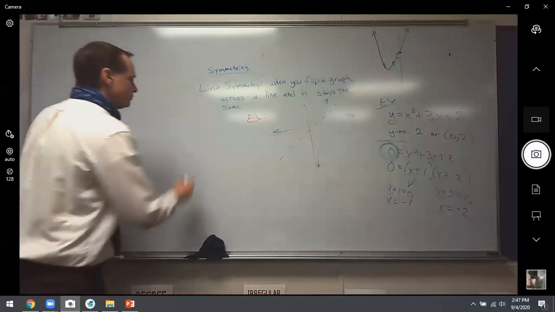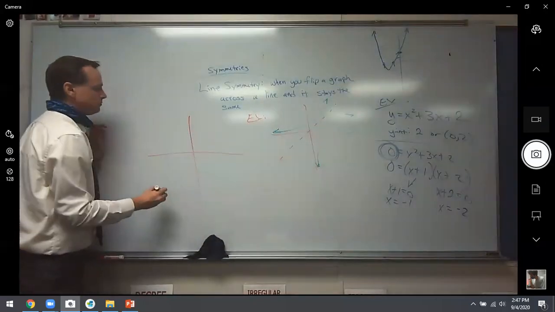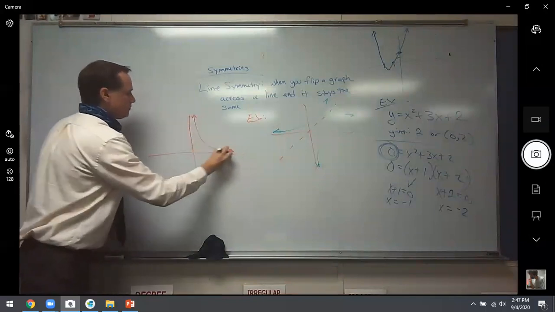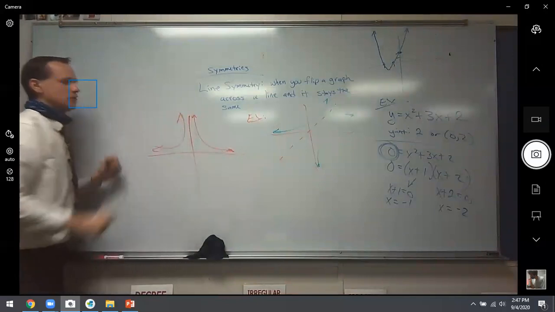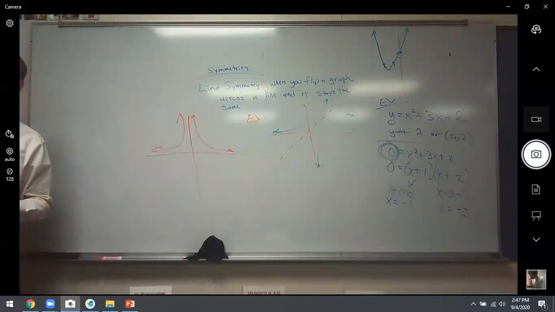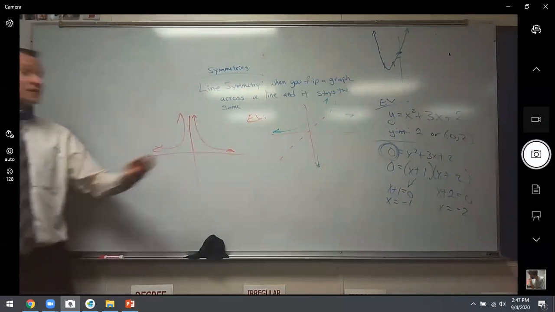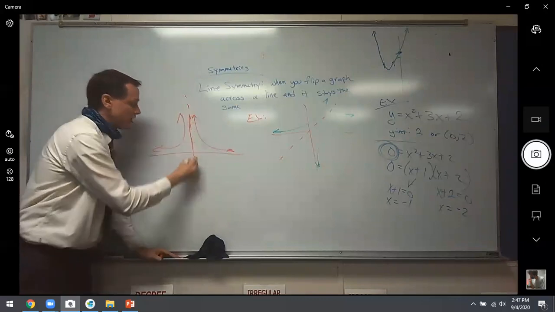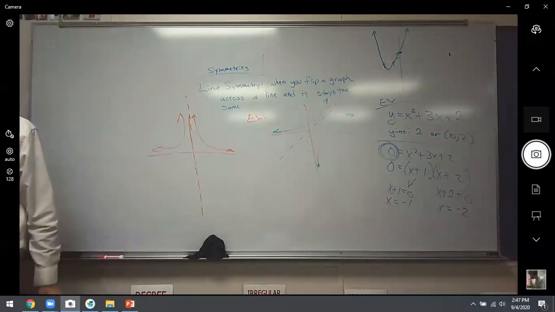Most of the time, they're not going to be slanted little graphs like that. Probably something more common. Another example. Do you see a line I can flip this over and it'd be the same on both sides? The y-axis, absolutely. Right there would be my line of symmetry.